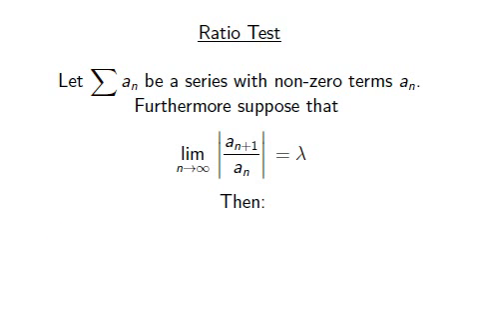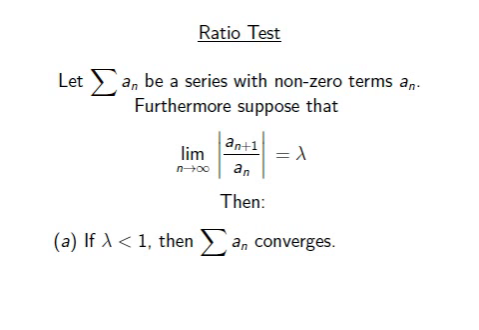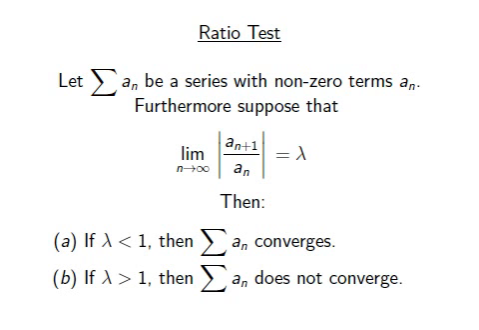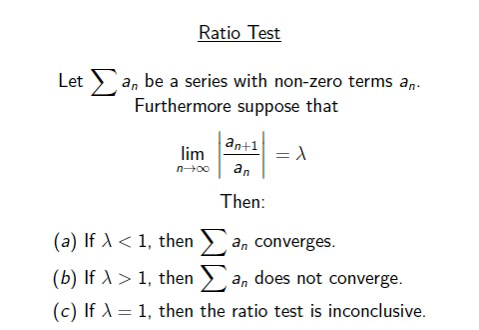We have: if lambda is less than 1, then the series converges. If lambda is greater than 1, then the series does not converge. In the case where lambda equals 1, the ratio test is inconclusive. That means the series may either converge or diverge, but we just cannot tell with this particular test. The essence of the ratio test is to work out lambda, and if it exists and differs from 1, we are able to make a clear statement about the convergence of the given series.